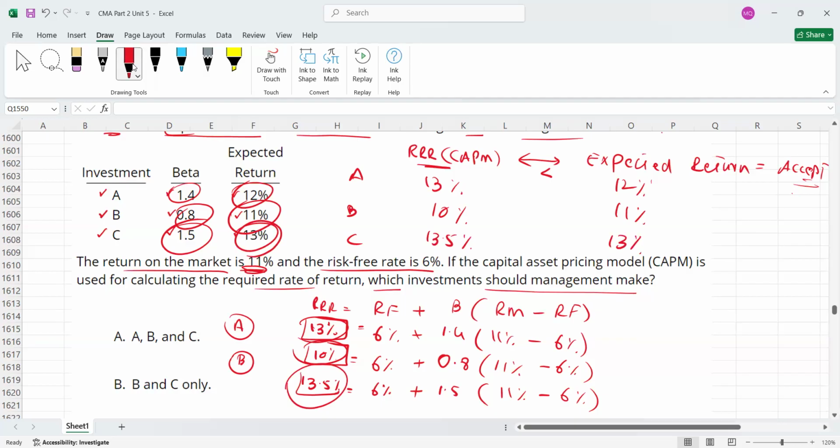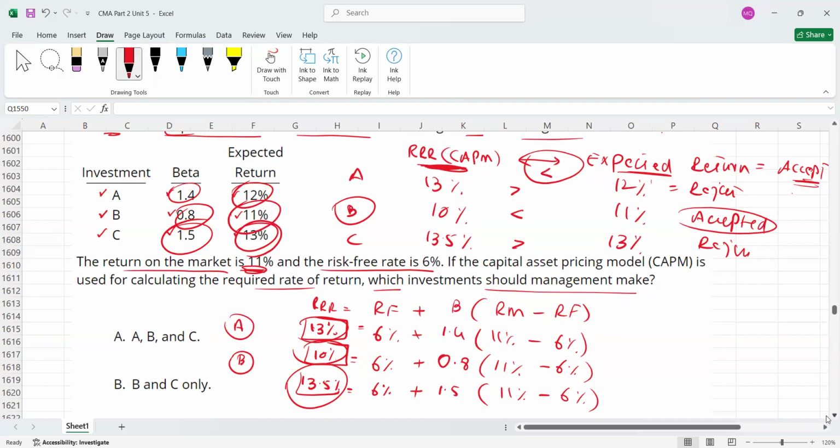And I told you, if your required rate of return is less than the expected return, then you should accept. Then you should invest. So here we have to check where we have a less. Here we have a greater, so it should be rejected. Here we have a less, so yes, it should be accepted. And here we have a greater, so it should be rejected. It means only in B we should invest, right?